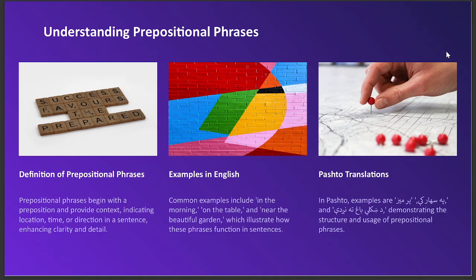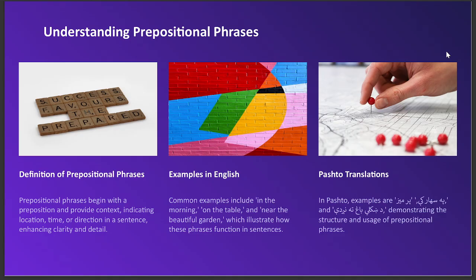So a prepositional phrase begins with a preposition and provides context, indicating location, time, and/or direction in a sentence, enhancing clarity and detail. It gives you information about the context, indicating location, time, or direction in a sentence. From the examples in English, we can say, like, on the table, near the beautiful garden. Now these illustrate the structure of how the phrases function in a sentence.